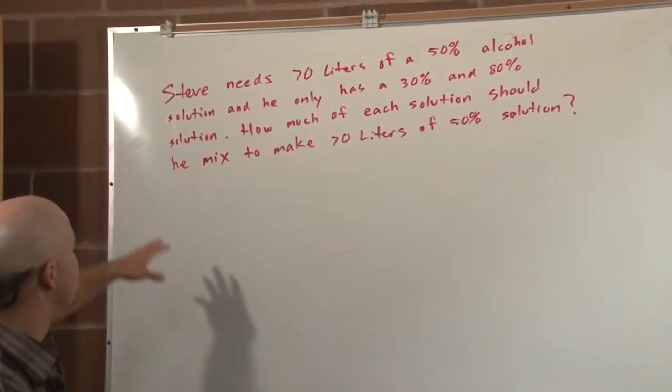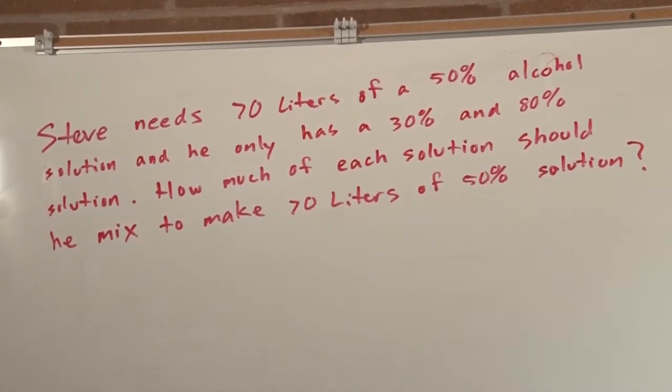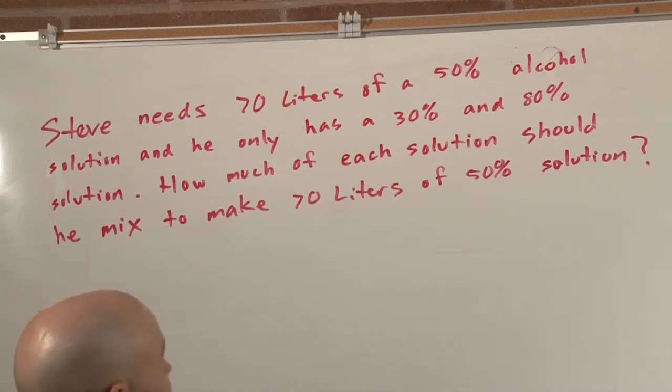So we're going to start by saying Steve, he's a pharmacist, needs 70 liters of 50% alcohol solution, and he only has a 30% solution and an 80% solution. So how much of each solution should he mix to make 70 liters of a 50% solution? Well, it looks like somewhere in the middle. Looks like we can probably get 35 and 35. If we put 35 and 35, we might get a 50% solution.